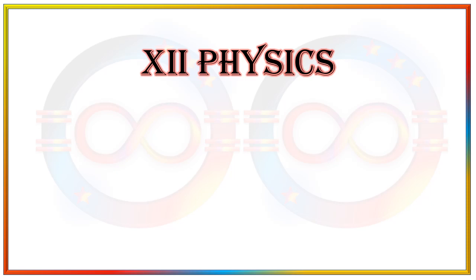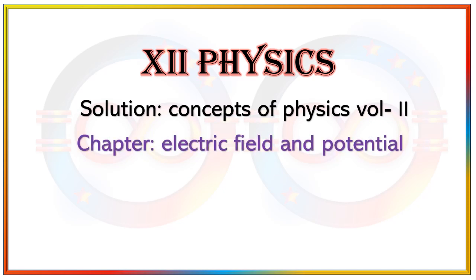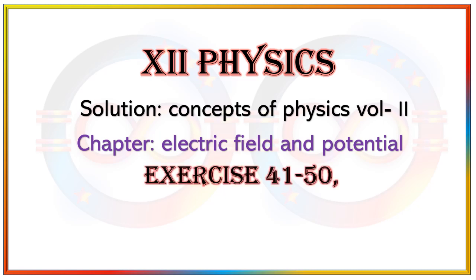In this video, we will learn 10 numerical questions. The book is Concepts of Physics, Volume 2, and the chapter is Electric Field and Potential. Already in previous videos, we have completed question number 1 to 10, 11 to 20, 21 to 30, and 31 to 40 in 4 different series. In this video, we would be doing question number 41 to 50.